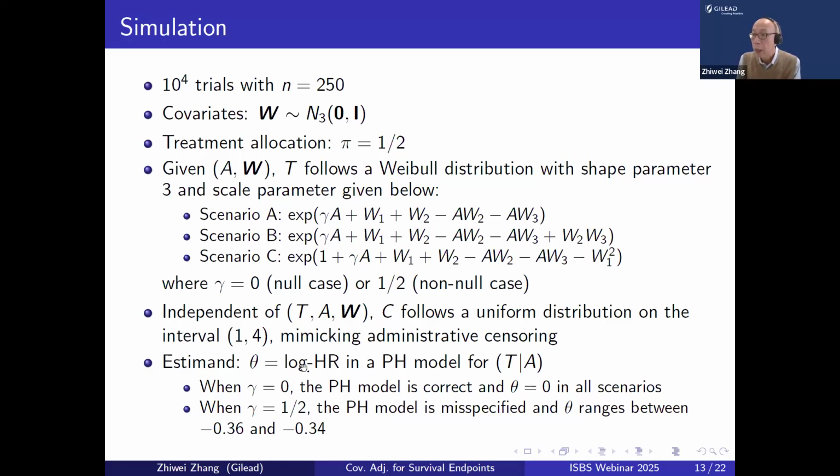Our estimand theta is the log hazard ratio in a proportional hazards model for T, with A as the only covariate. In the null case, this proportional hazards model is correctly specified, and the true value of theta is 0 in all scenarios. In the non-null case, this model is misspecified, and the true value of theta is defined as the limit of the maximum partial likelihood estimator, and approximated by analyzing large amounts of simulated data with n equal to 1 million.